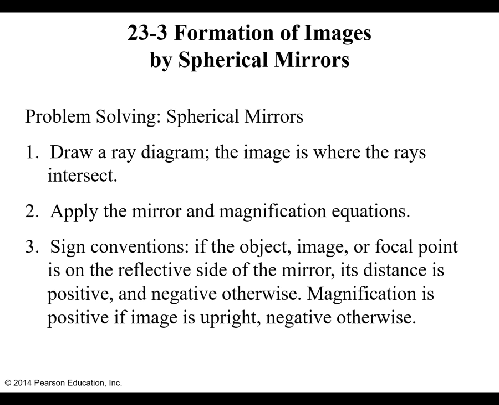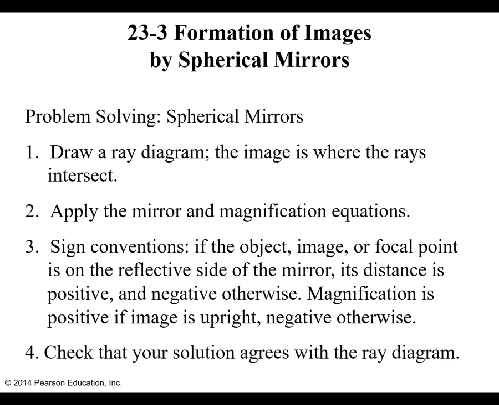And then you have to remember your sign conventions. Remember that if the object and the image and the focal point are on the reflective side of the mirror, then their values are positive. But if the object, the image, or the focal point are on the back side of a mirror, then you're going to have a negative distance value. And magnification will be positive if the image is upright, but magnification will be negative if it's otherwise. And then last but not least, check to see if your math from steps 2 and 3 agree with your diagram from step 1.